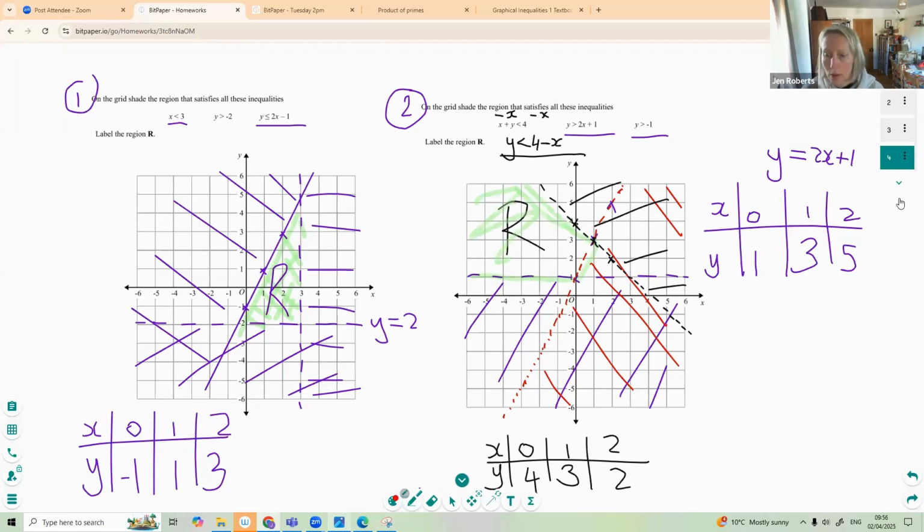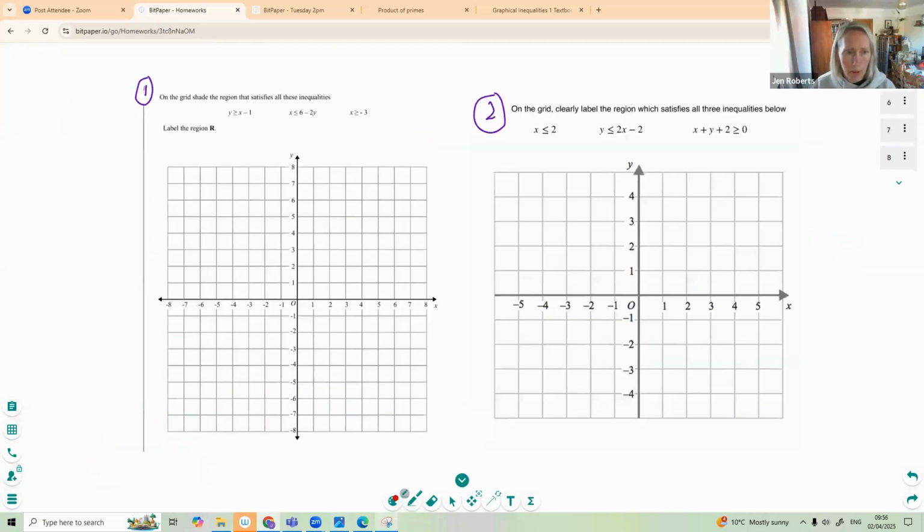Right, okay. Have a go at these two yourself. Put me in pause, unpause, see how you get on.